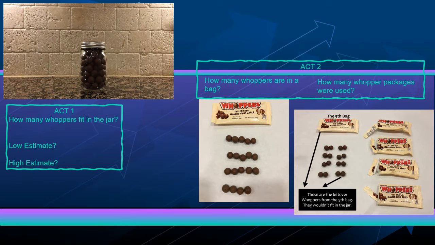So here it shows them the number of bags that were used and how many from the last bag didn't fit. And then we would move on to asking our kids again, okay, how many Whoppers fit in the jar? You can see that this is a very engaging way to get kids involved in problem solving using multiple operations. Once students think they have the answer, then we show the video telling students exactly how many are in the jar.